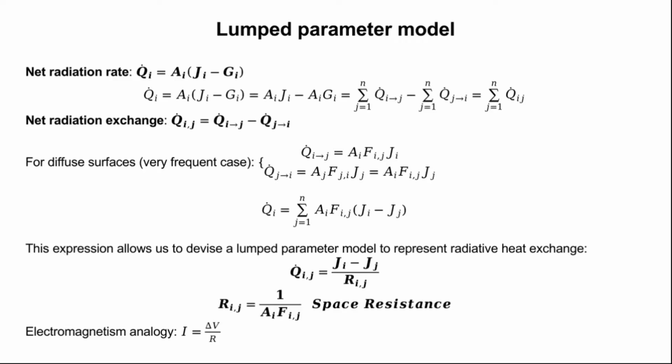This expression we just found for diffuse surfaces allows us to devise a lumped parameter model, which we can use to represent radiative heat exchange. We can express each net radiation exchange between the surfaces i and j as the difference Ji minus Jj over Rij, where Rij is equal to 1 over AiFij, and is called space resistance. This representation system is equivalent to Ohm's law for electromagnetism, where a current intensity I is equal to the voltage difference delta V over the resistance R.